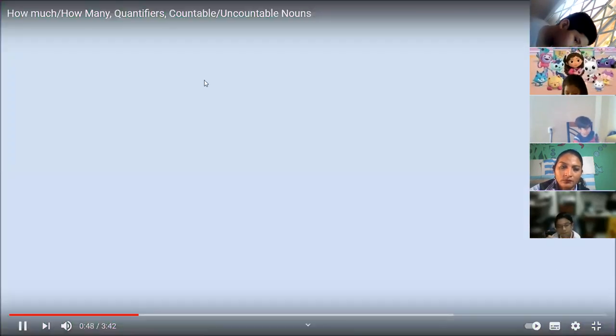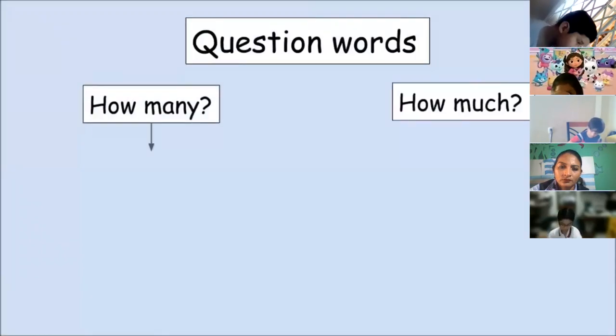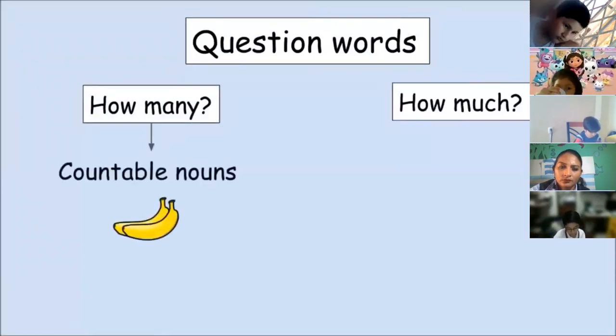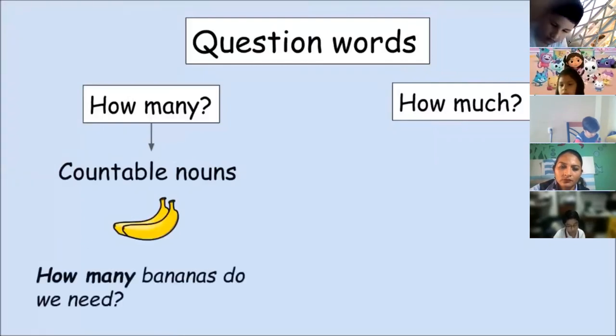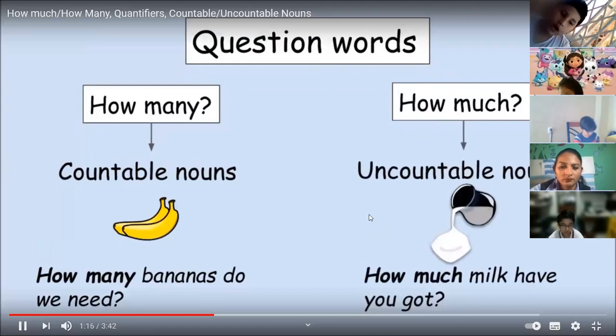When we want to ask questions about different quantities, we can use 2 question words. How many and how much. We use how many for countable nouns. For example, how many bananas do we need? Bananas are countable, so we use how many. We use how much for uncountable nouns. For example, how much milk have you got?